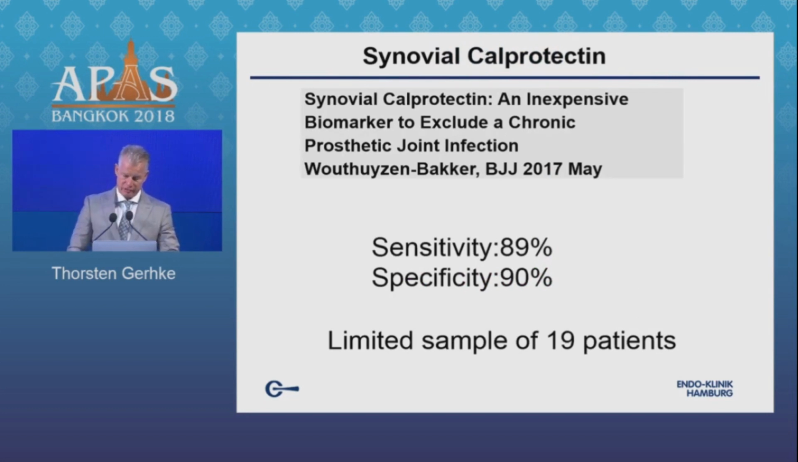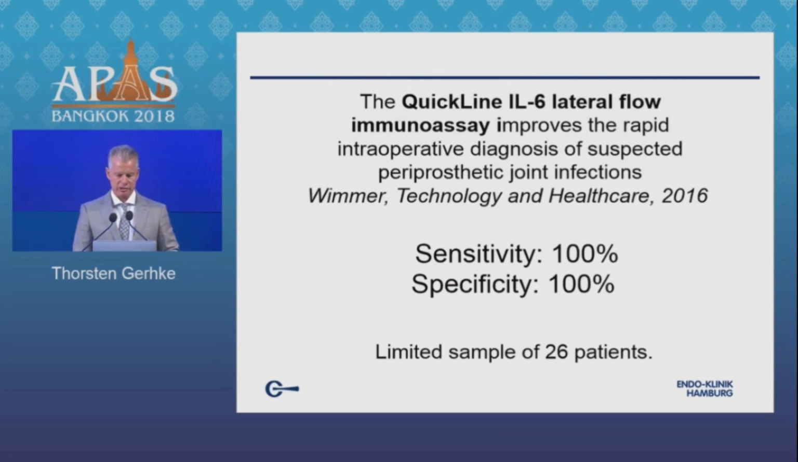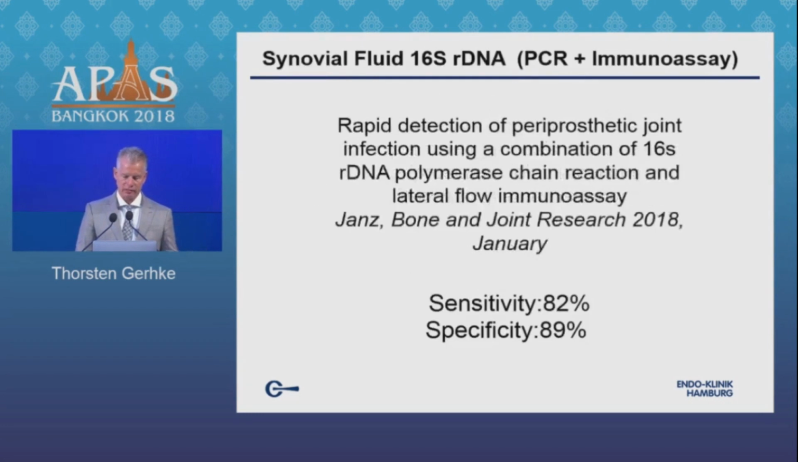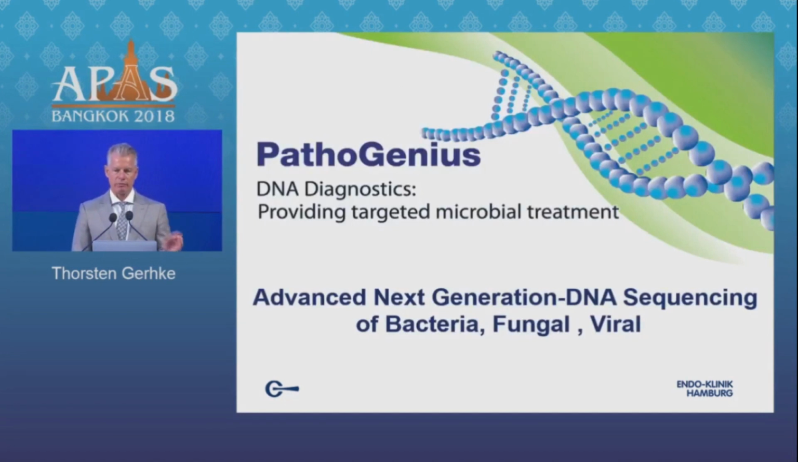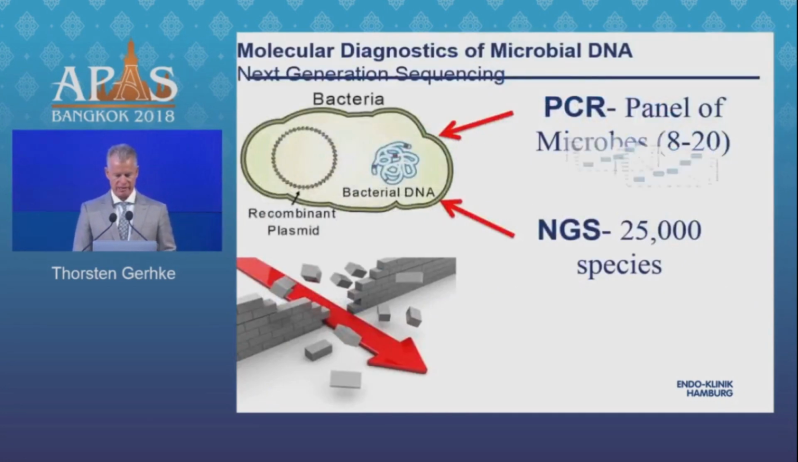Some other papers came out with synovial calprotectin, quite good sensitivity, but a limited sample of 19 patients. Another came out with a new lateral flow test where they determine the IL-6 with a very high sensitivity, specificity, also a limited sample of 26 patients, and so on and so on. So there are so many attempts at the moment to improve our diagnostics, and probably the future is this, what Jay already mentioned. I do not want to repeat everything what he said.